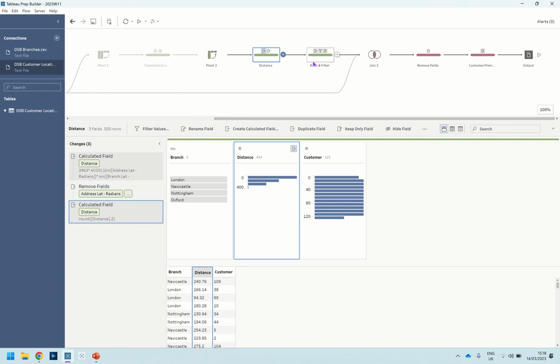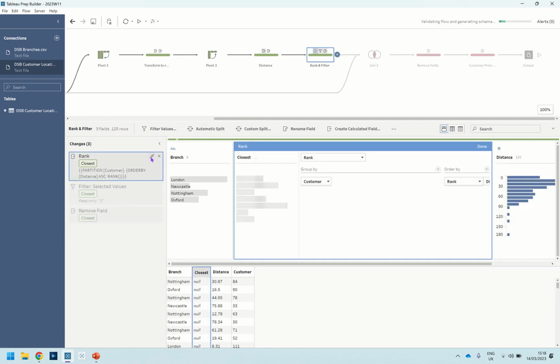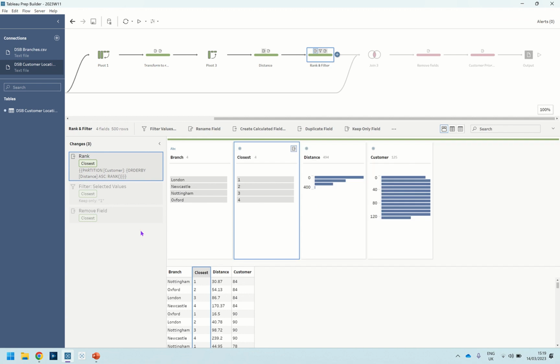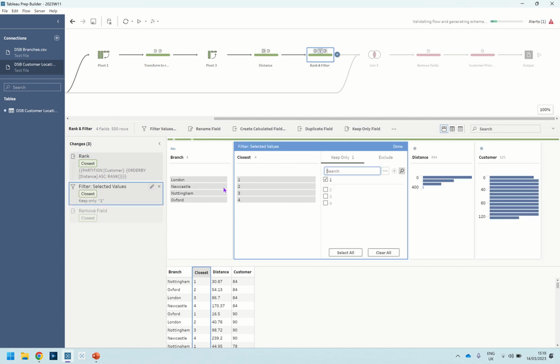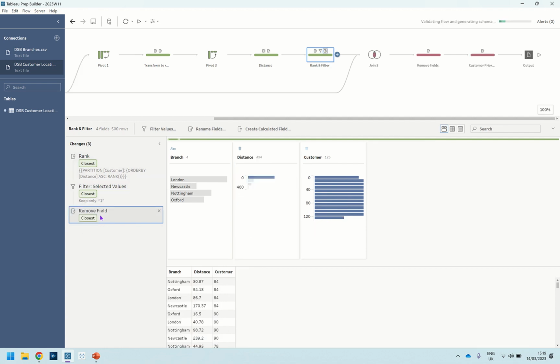So now I just want to look at each customer and find out which branch has the shortest distance. So I use a rank in order to do that, performing a rank on the distance in ascending order for each customer basically. And I get 1 to 4 for each customer. And then I keep only the closest. So keep only that is ranked 1, and then remove that ranking field. Now I have 125 rows, so 1 branch for each customer.